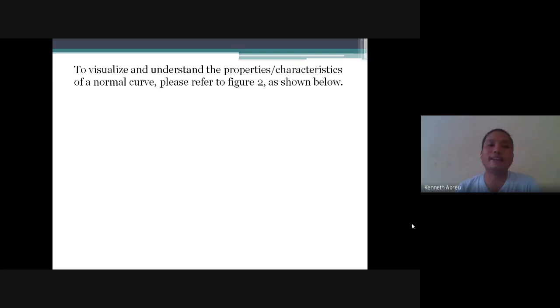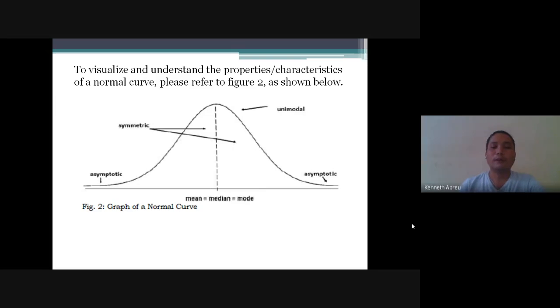To visualize and understand the properties and characteristics of the normal curve, refer to this figure. Kung mapapansin nyo, yung pinakagitna daw natin na kung saan magiging symmetric yung ating bell-shaped curve is the mean, median, and mode. Kung ang value ng mean ay 3, ang value ng median is 3, ang value ng mode is 3 din kasi equal silang tatlo.